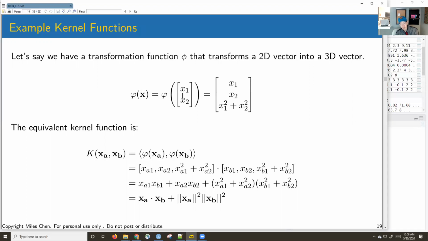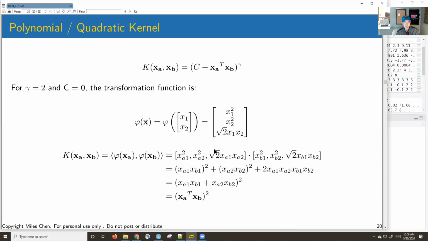So we can apply a transformation function phi and find the equivalent kernel. This is not the point of kernel functions. This is just to illustrate that they are equivalent, but the point is not to find the relationship between this and this. I'm going to do another example here, and that's going to be it as far as the relationships between phi functions and kernel functions.